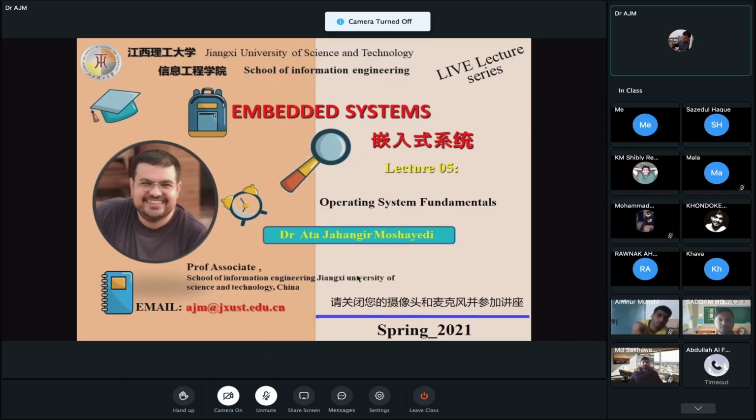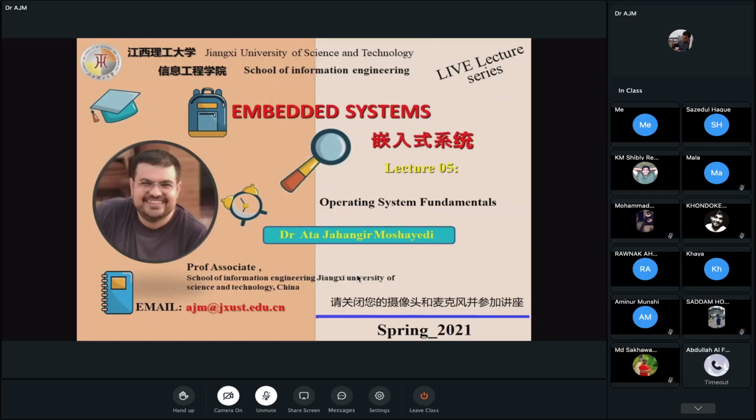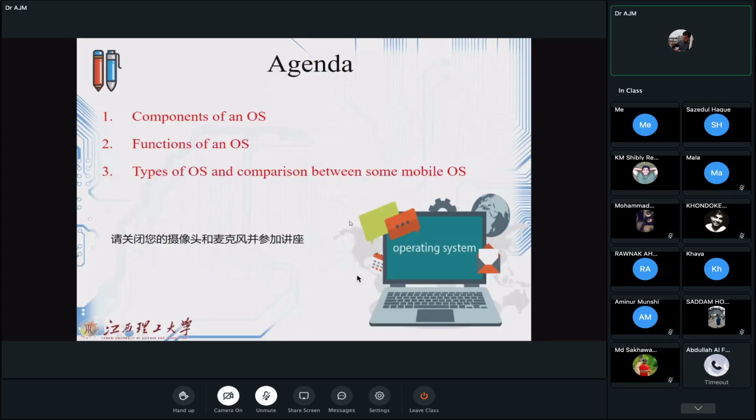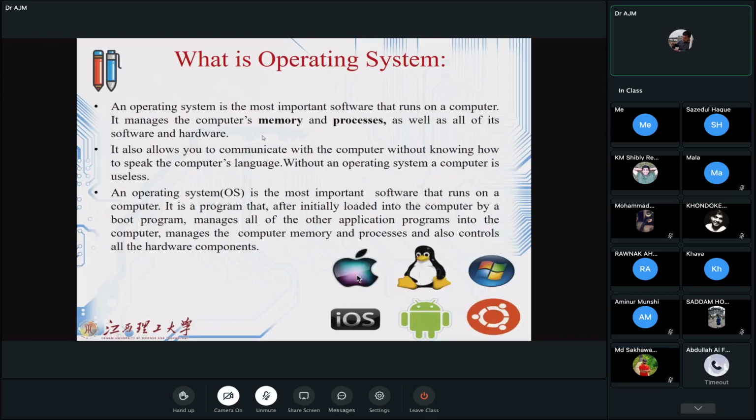I'm going to start. Yes. Well, we go for lecture number 5 to talk about operating system fundamentals, which is one of the important parts of embedded system. We will talk about components of an OS, functions of an OS, and some types of OS and comparison between them. I will cover this part in the first lecture of today, and then in the second I will talk regarding the RTOS. You should help me to finish this part soon because the number of slides is more, but anyway, some parts of them we talked about before in our C lectures class. But anyway, again, we will refresh it.